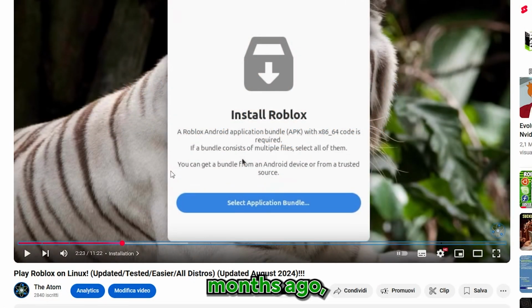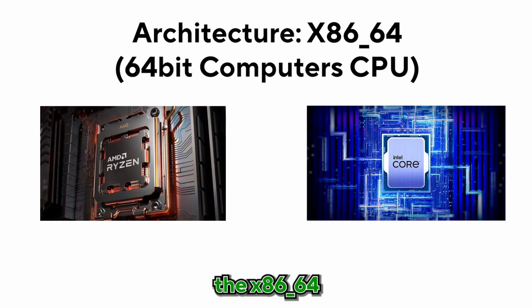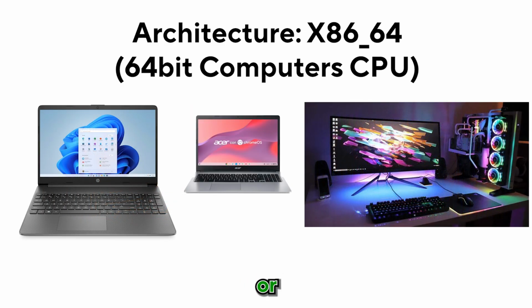So 7 months ago, the program didn't have the automatic option, so you had to do it manually. As it says, it requires the x86-64 build to run. Now, for those who don't know, x86-64 is a 64-bit architecture for computers. This means it's made for normal computers, like Windows laptops, for example, or Chromebooks. Most probably this version was made for Chromebooks.